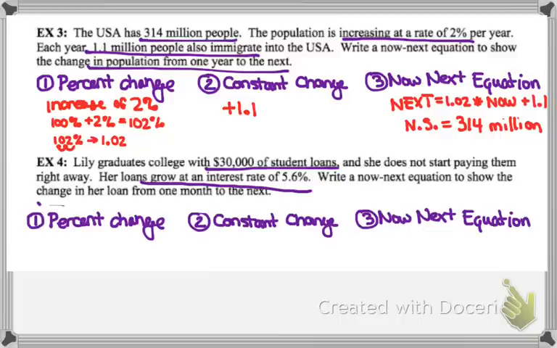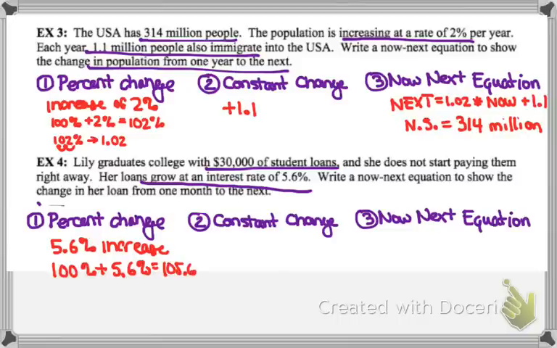Let's go ahead and try example 4. So I start with my percent change here, and it looks like Lily's loans are growing at an interest rate of 5.6%, so that's an increase, which means we take 100% and we add the 5.6% to get 105.6%. Now remember, we always want our percent as a decimal, so I move my decimal 2 places to the left to get 1.056 as my percent change that I'll use in the problem. I do not have a constant change here. Lily's not doing anything special to her loans. She's just letting them grow.